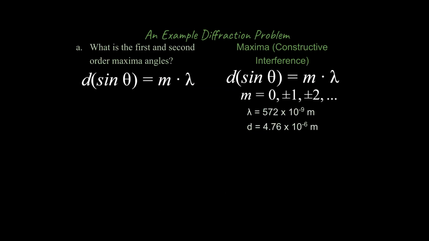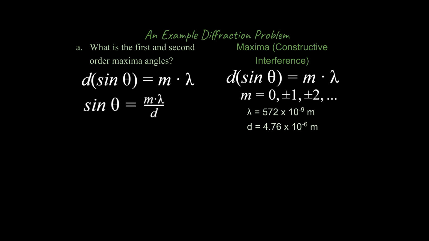So let's do part A. Part A says, what is the first and second order maxima angles? All right, so we're looking for an angle right here. That's going to be our unknown. So algebraically, let's go about solving for that. If you want to pause right now and do that yourself, go for it and see if you come up with the same thing that I do.